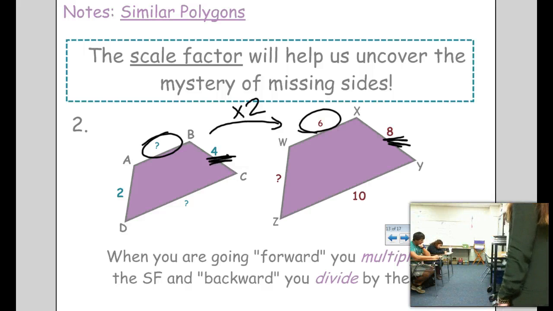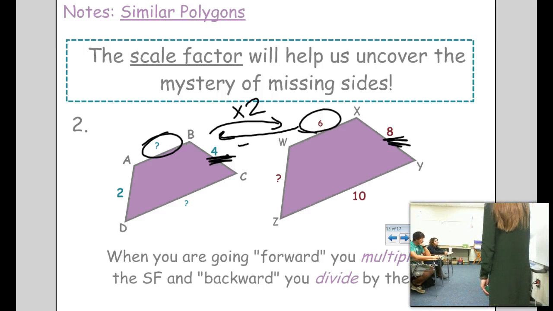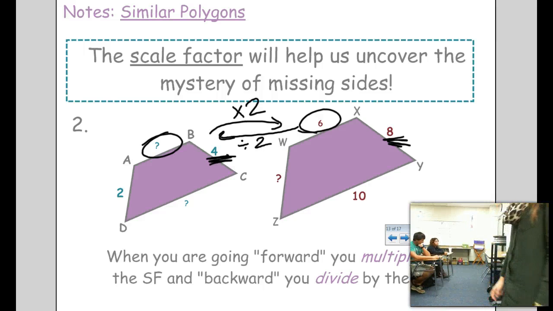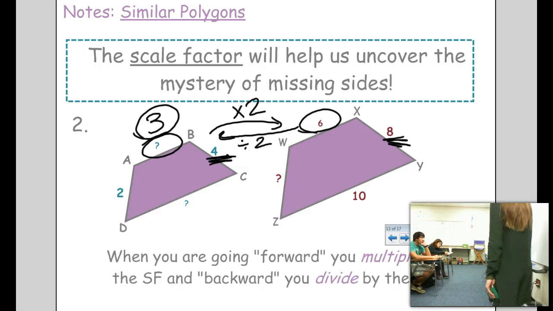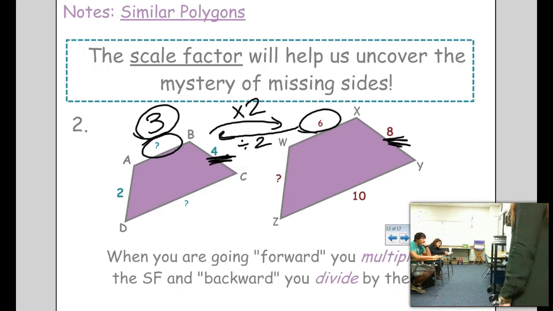3. Another way to do that is if you're going backwards, like from here to here, you could just divide by 2. You can use the scale factor both ways. Forward you multiply, backwards you divide. 6 divided by 2, that means that's 3. It's half as big. What about this question mark?